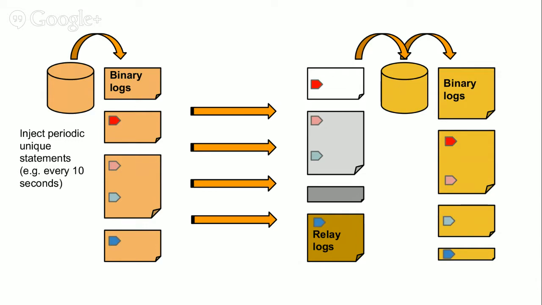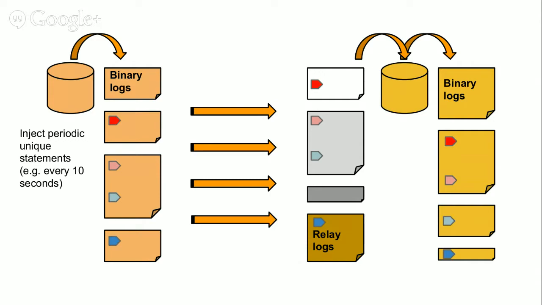Pseudo GTID is a concept where you inject a unique statement periodically, like once a second or once every 10 seconds. That statement could be like an insert into some table value UUID, right? Anything that's unique. It doesn't have to be ascending. It doesn't have to make any sense. Just something that is unique and is identifiable in the binary logs.